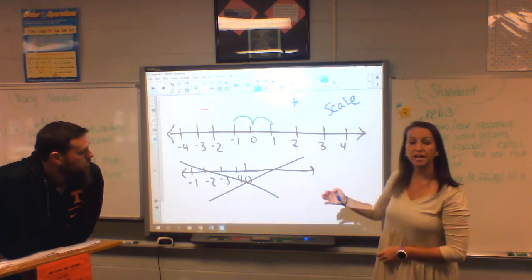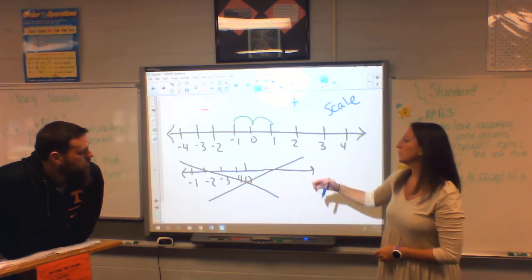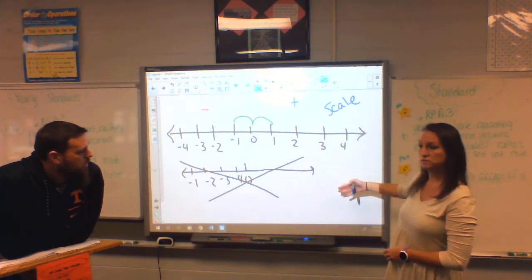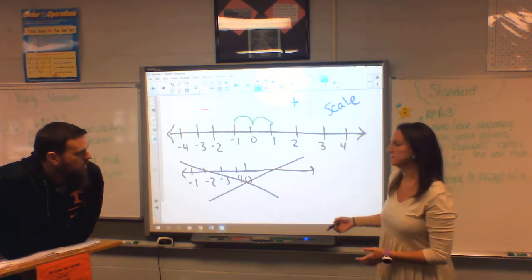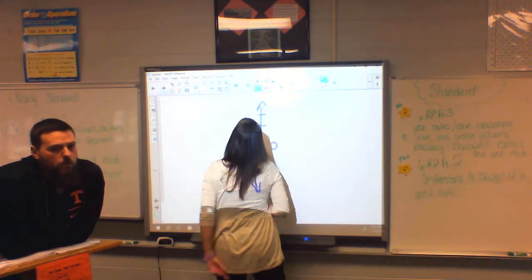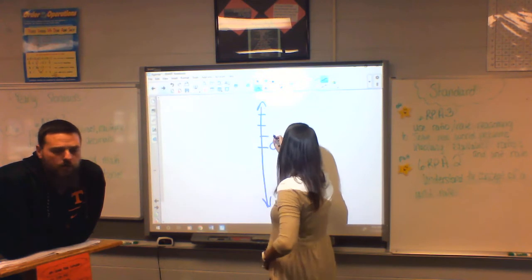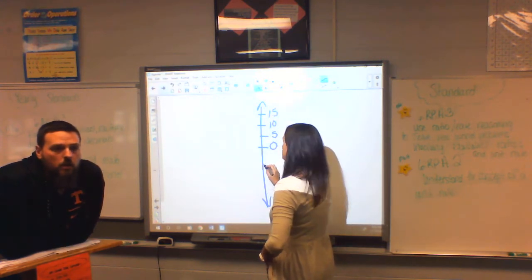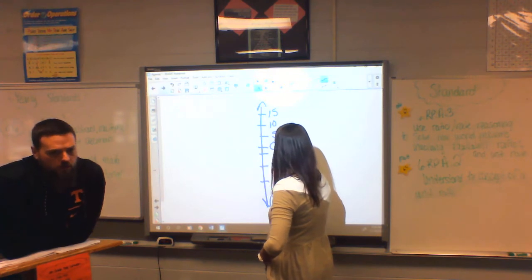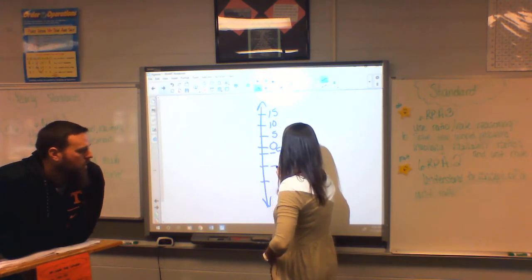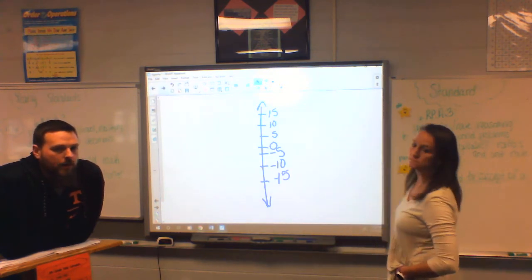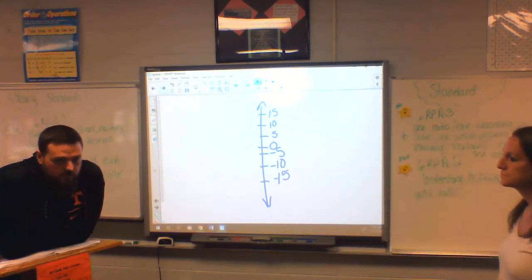S-C-A-L-E. It's called your scale or your interval. So Mr. Winstead's scale on this was 1 because he was counting by ones, or his interval was a 1. And hopefully you know on a number line, you don't always have to count by ones. Because if you're trying to get to 100, you don't want to put 100 tick marks on a number line and count by ones to get there. So you can change your scale to anything that you want it to. That is up to you as long as it makes sense.